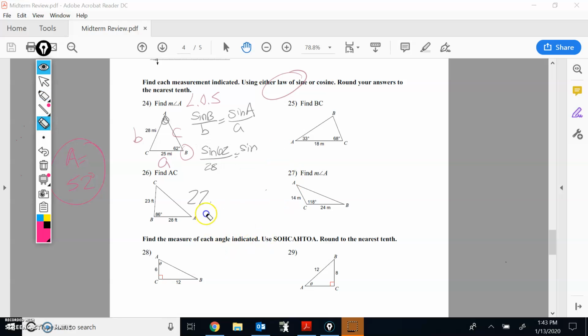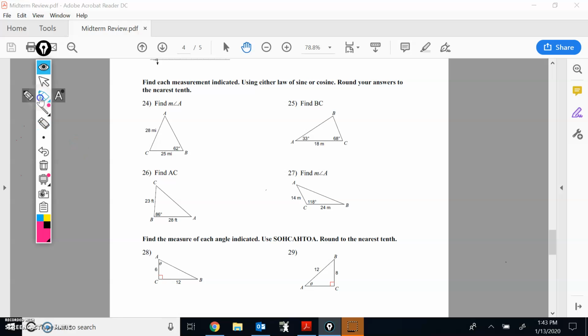Let's do another one. Let's do 25. So we're given angle A, and a side. We don't have angle B, but we have side B. And we don't have side C, we have angle C. I'm going to do something real tricky. I'm going to do 180 minus 33 minus 68. That's going to give me angle B right here, which is 79. So technically we do have both angle and side B.